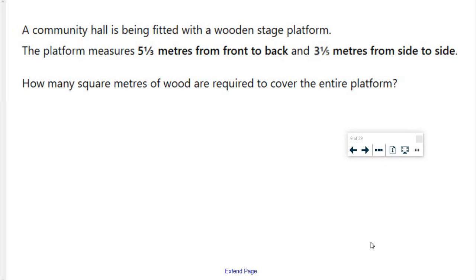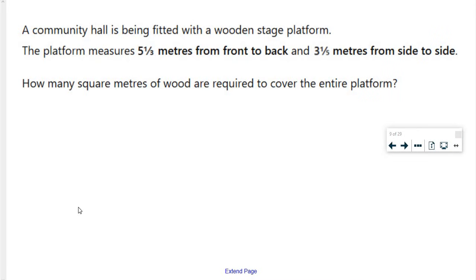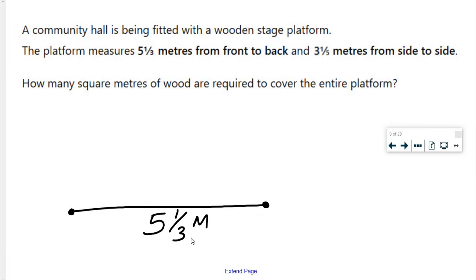A community hall is being fitted with a wooden stage platform. The platform measures 5 1/3 meters from front to back. So let us try to draw a diagram. So from the front to the back, it is 5 1/3 meter. And 3 1/5 meters from side to side. So from side to side, that is 3 1/5 meter.